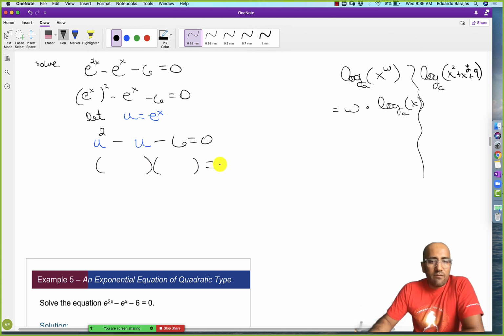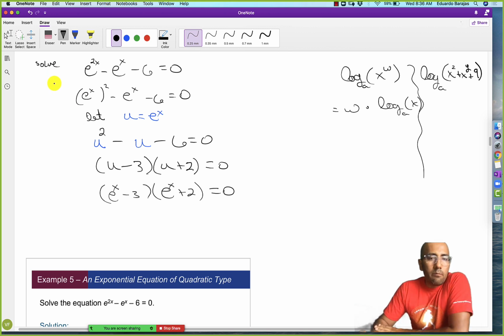It should fit this form. Two numbers that multiply to negative 6 but add to negative 3. I'm sorry, add to negative 1. So that should be negative 3 plus 2. u minus 3, u plus 2. They multiply to negative 6, but they add to negative 1. Right? And now that we've realized how to factor it, we can come back and replace the u again with e to the x power. e to the x minus 3, e to the x plus 2 equals 0.